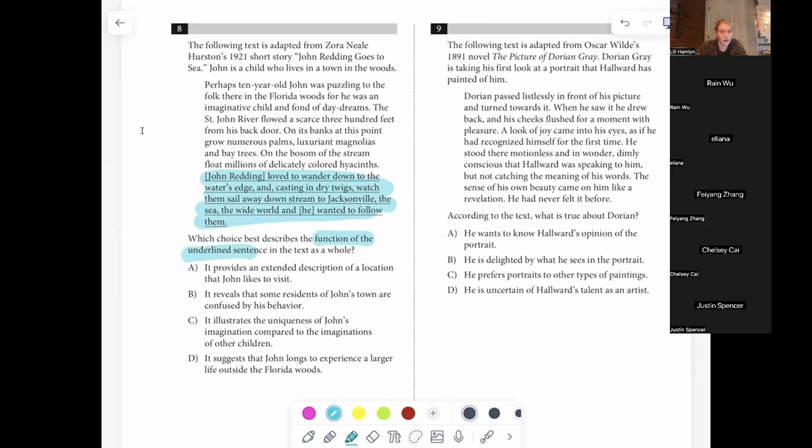Yeah. Perfect. So here, the correct answer is D. It suggests that he longs to experience a larger life outside the woods. So this little boy lives in the woods in Florida, and he's throwing twigs in.